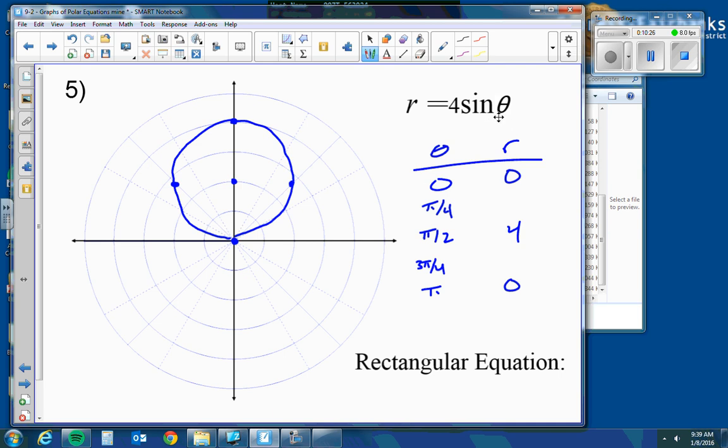If the equation has sine in it, you should know it's symmetric about this line, theta equals pi over 2. And if it's a positive coefficient, it's above, like that, it's going up. If it had been a negative 4, the circle would be down here. If it had been cosine, it would be either here, it's positive, or here, it's negative, okay? So that's really what you just need to know.